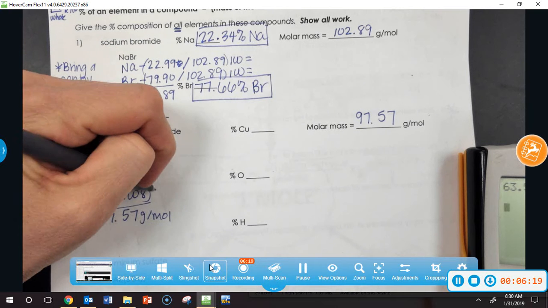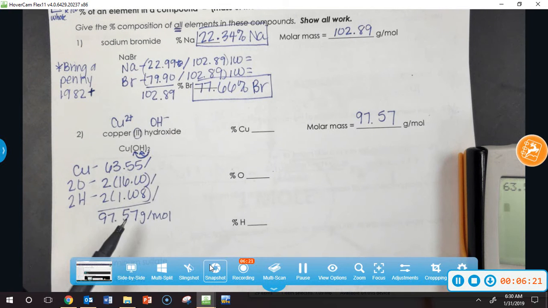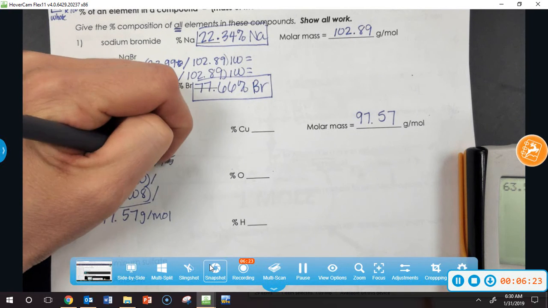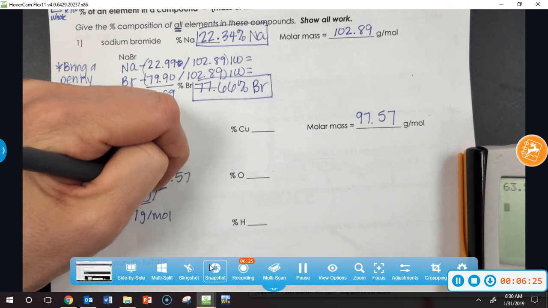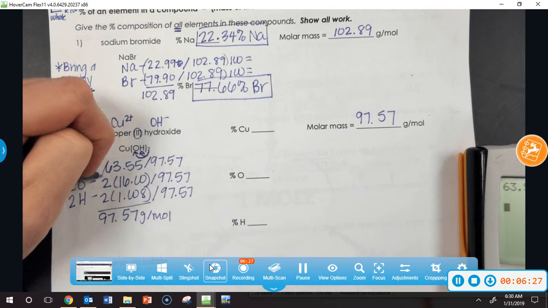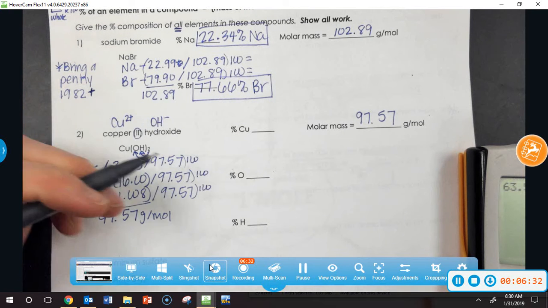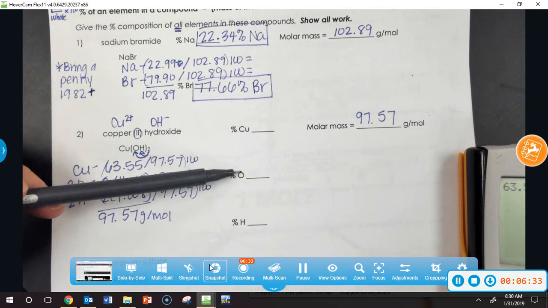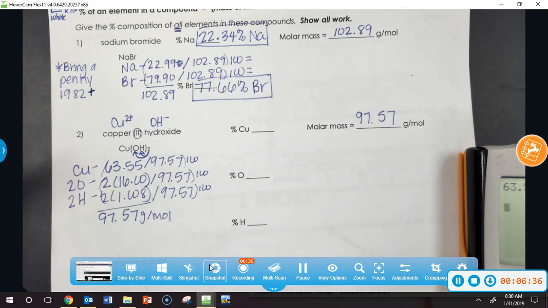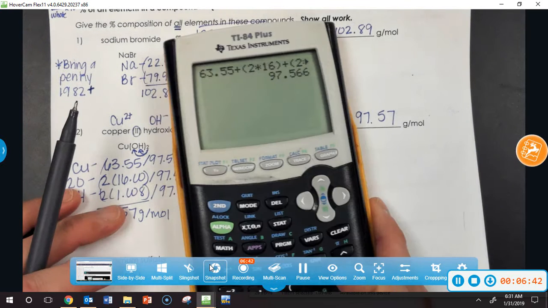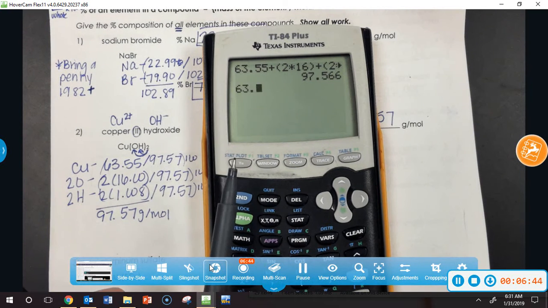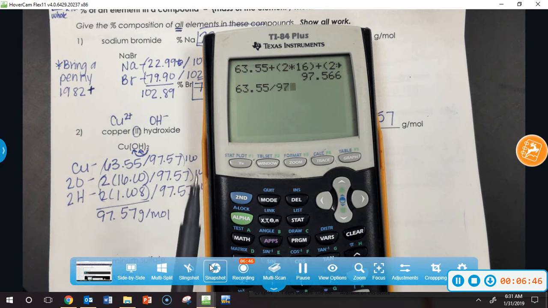So you divide every part by the whole. And then don't forget to multiply by 100. You won't very often get a percent that's like 0.22 or something. So if you get a really low number in the decimals, you probably forgot to multiply by 100. Then I just go through and plug all that into my calculator.